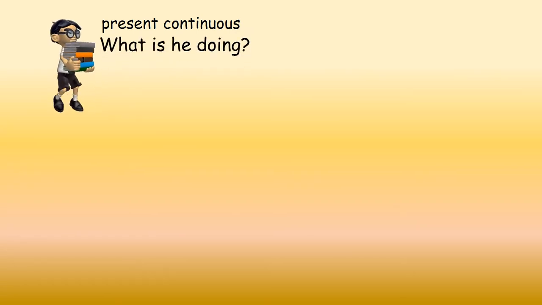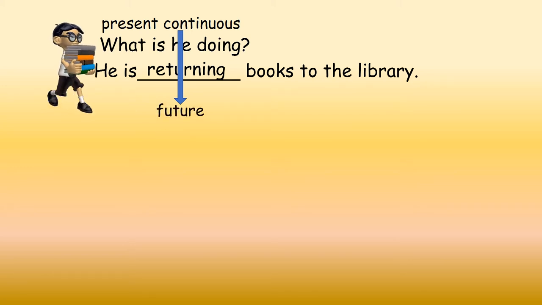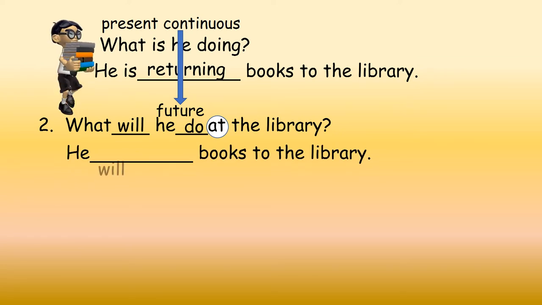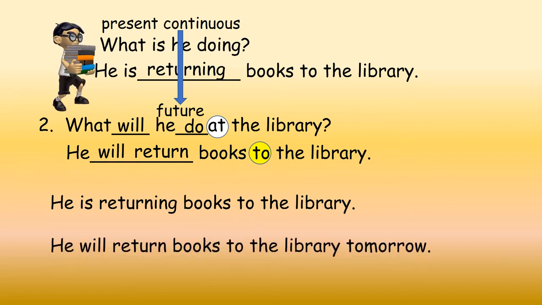Present continuous. What is he doing? He is returning books to the library. Future. Future number two. What will he do at the library? He will return books to the library. Present continuous. He is returning books to the library. Future number two. He will return books to the library tomorrow. The question? Who is returning books to the library? The question? Who will return books to the library tomorrow?